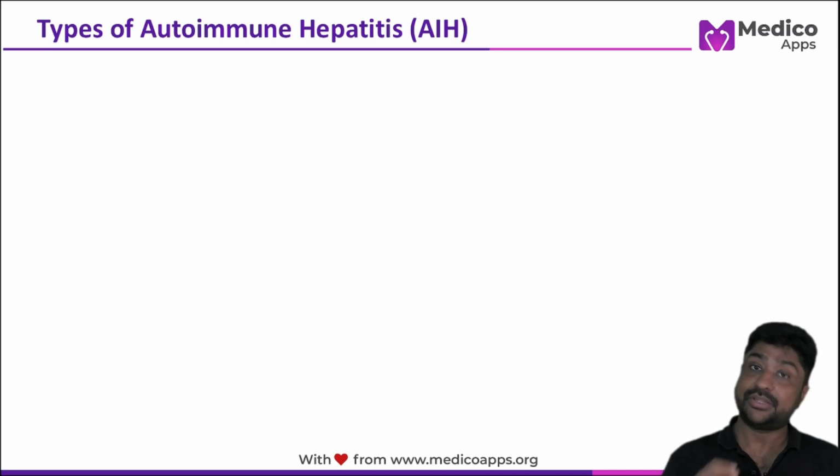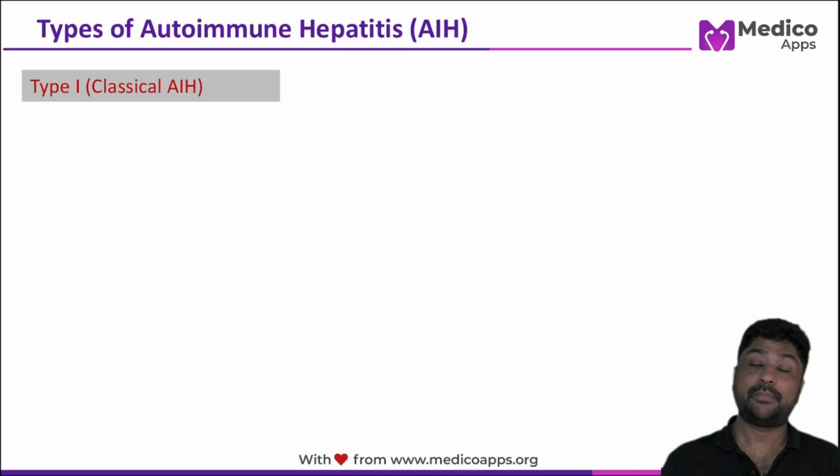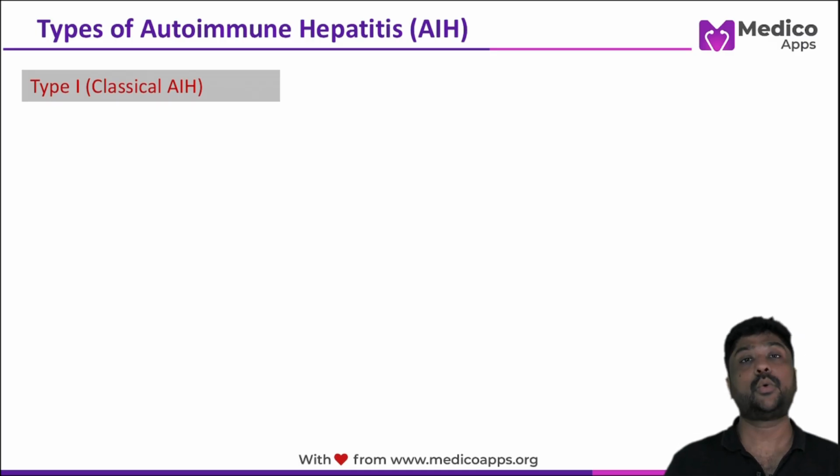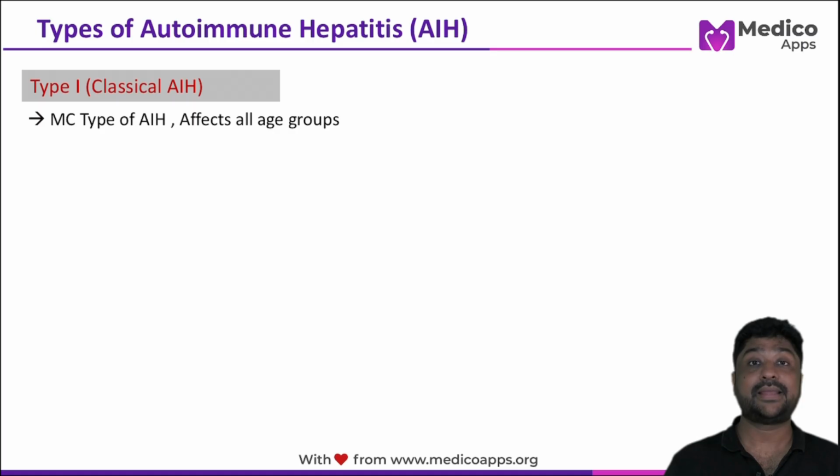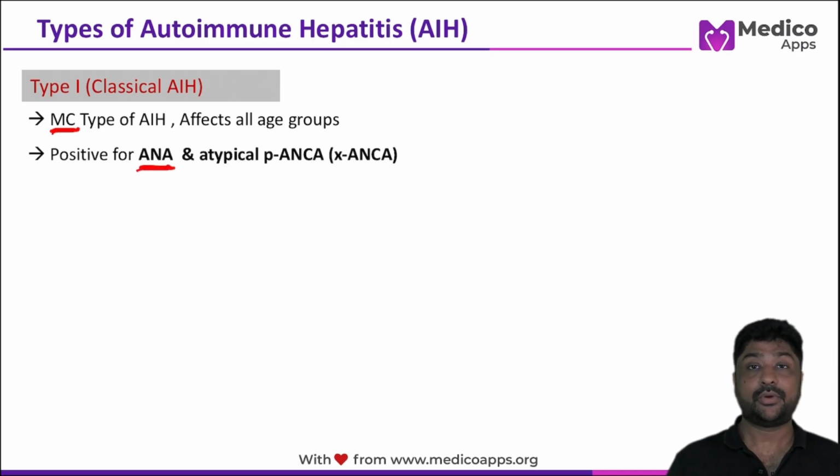Now let's break down the types of autoimmune hepatitis, AIH, a very exam-relevant classification that's based primarily on the autoantibodies detected in the patient's serum. Type 1 AIH, classical autoimmune hepatitis. This is the most common type and it can affect any age group, although it's more frequently seen in young adult females. Serologically, it's positive for ANA, anti-nuclear antibody, and atypical P-ANCA or X-ANCA.